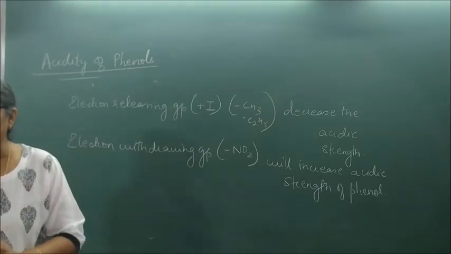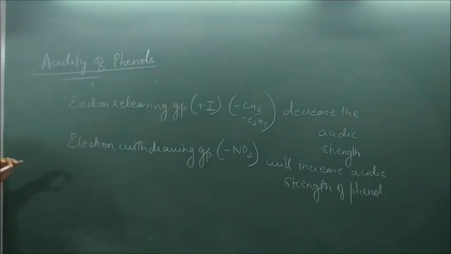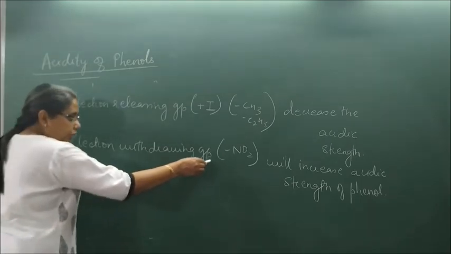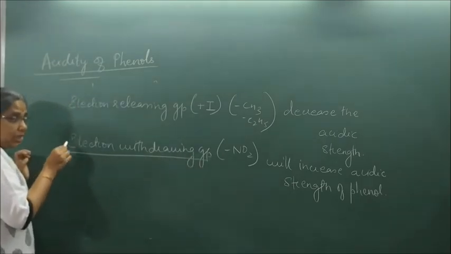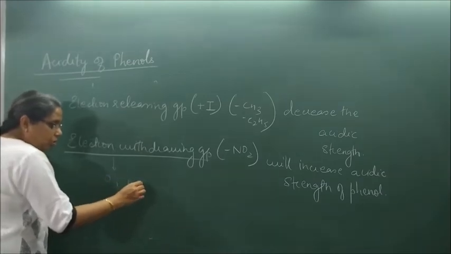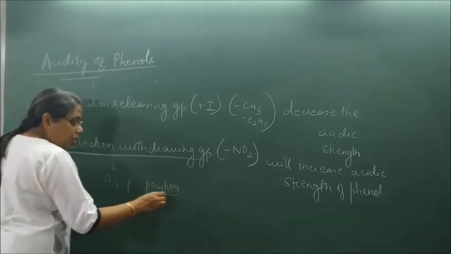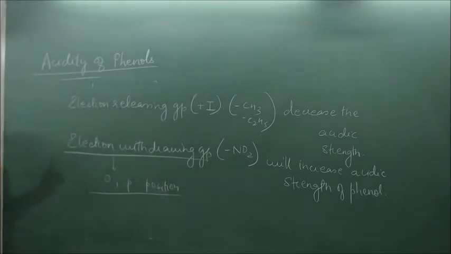Okay, now one more thing. When I am trying to place these groups, please look here. When I am talking about an electron withdrawing group, the effect is more pronounced when the group is at what position? Ortho and para position. Why is it more pronounced at ortho and para position? Because the electron density increases at ortho and para position.